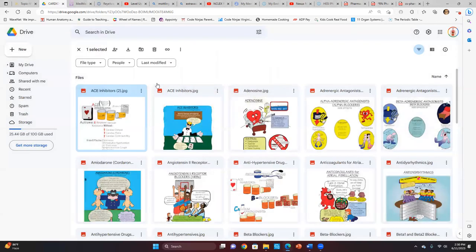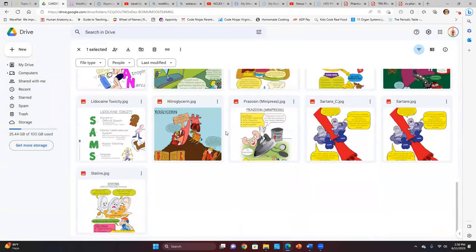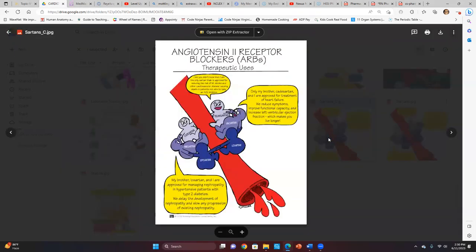Okay. All right. We're going to jump to our sartans, which are ARBs. Our sartans. So these are angiotensin receptor blockers, the ARBs. So these are your sartans. So you have losartan, valsartan. So they block the effects of angiotensin 2 at the receptor sites.